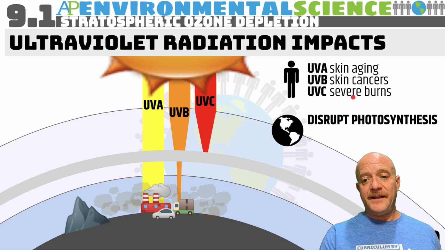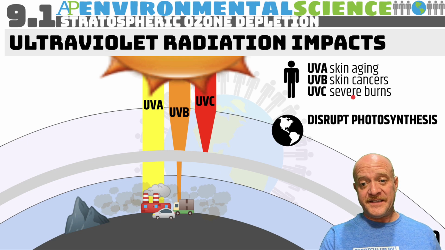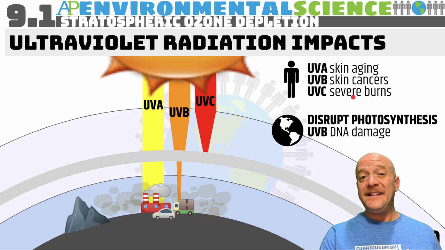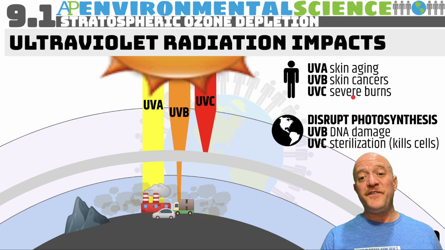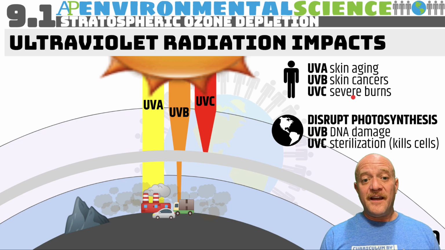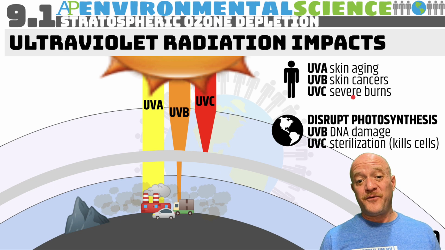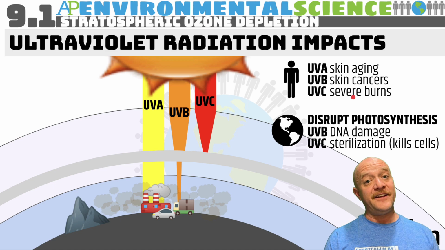Now, environmentally, they all can disrupt photosynthesis. UVB leads to DNA damage, but UVC is very toxic, cytotoxic. It will lead to sterilization because it destroys the DNA and kills the cells. So the ozone layer is very beneficial because it prevents these UVC rays from getting to the Earth's surface.